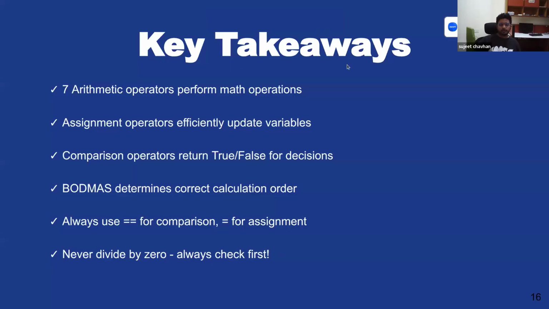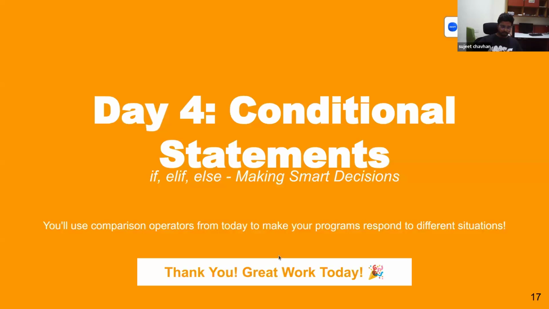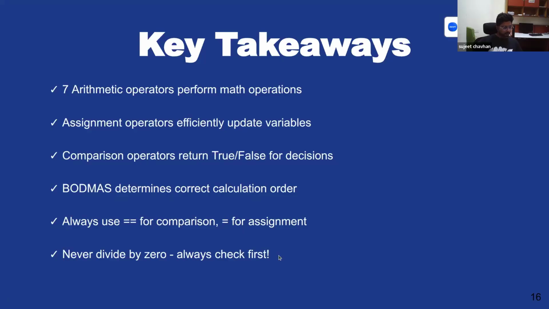So what are the takeaways from today's class? There are 7 arithmetic operators that perform math operations. Assignment operators update the variables. Comparison operators always return true or false for decisions. The BODMAS rules determine the calculation order, and always use double equal to for comparison and single equal to for assignment. Never divide by 0, always check first. Do you have any doubts in today's class?